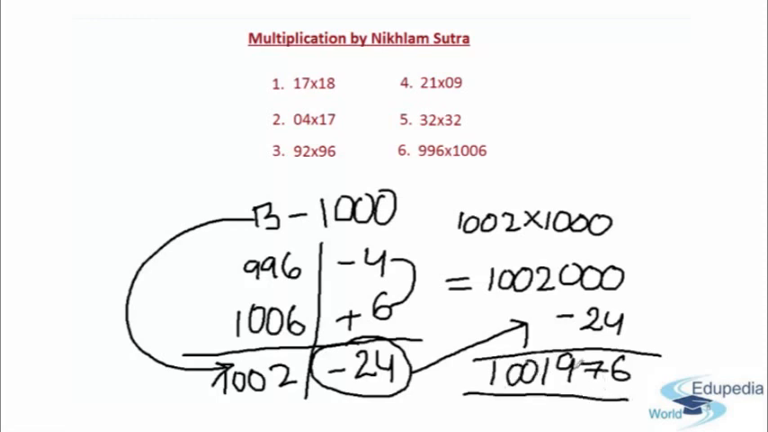So therefore, if you multiply the numbers 996 with 1006, the product that you are going to get here is 10,01,976. So to find the product of the numbers 996 and 1006, I have used case number 3 Nikhilam Sutra. I hope that you have understood pretty well how to use different cases of Nikhilam Sutra in finding different types of multiplications. I also hope that you use these cases of Nikhilam Sutra in doing multiplications. Thank you. Have a nice day.